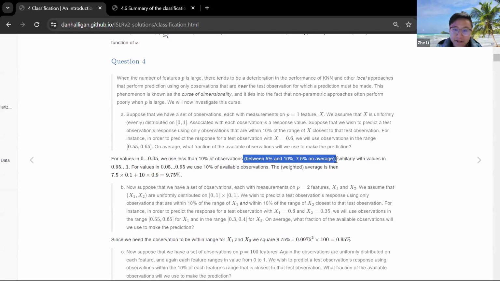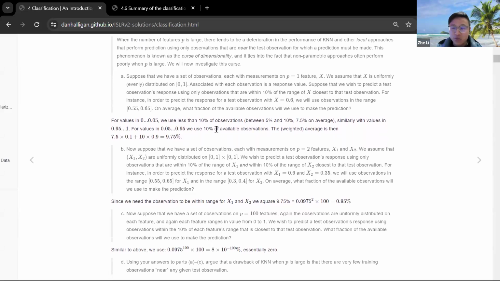And I also searched online. From other people's solutions, they come to the same solution as me. So I'm quite confused about this, but we will figure it out later.